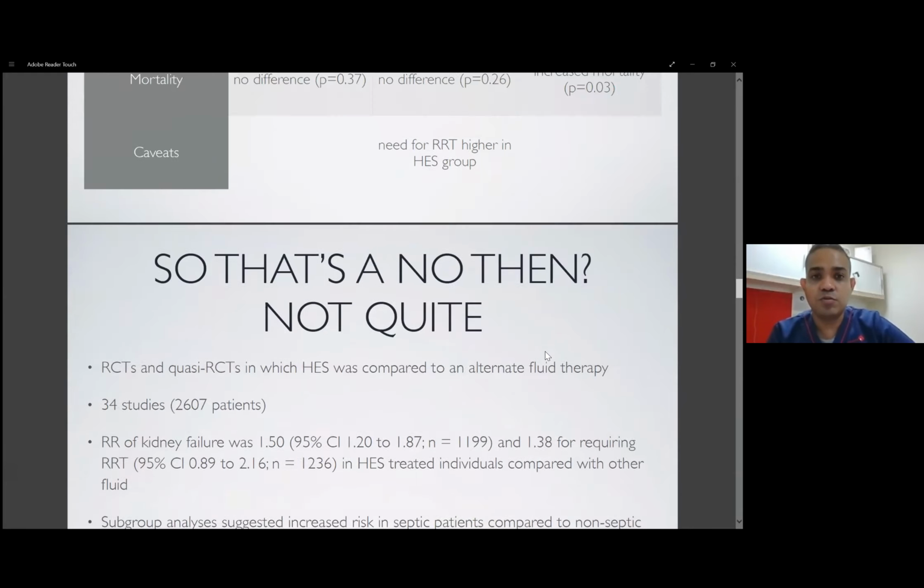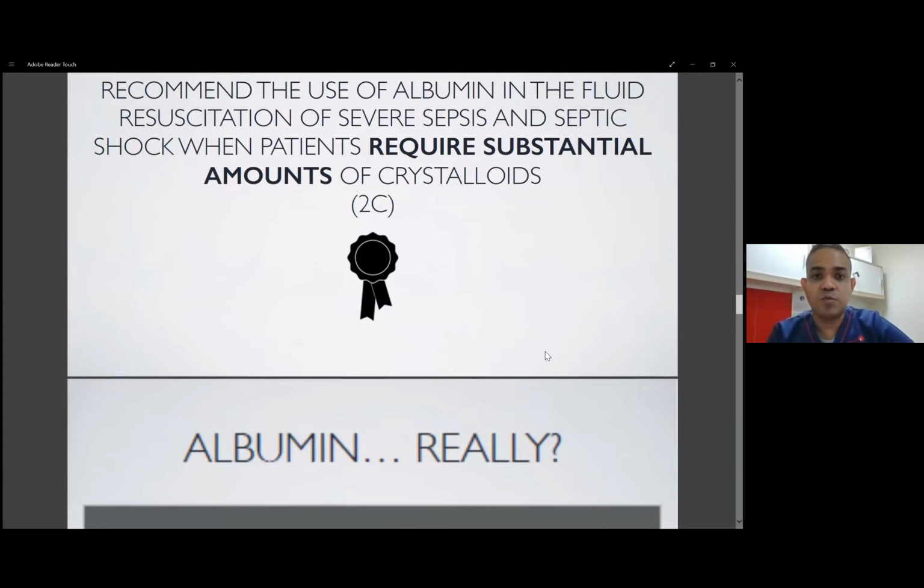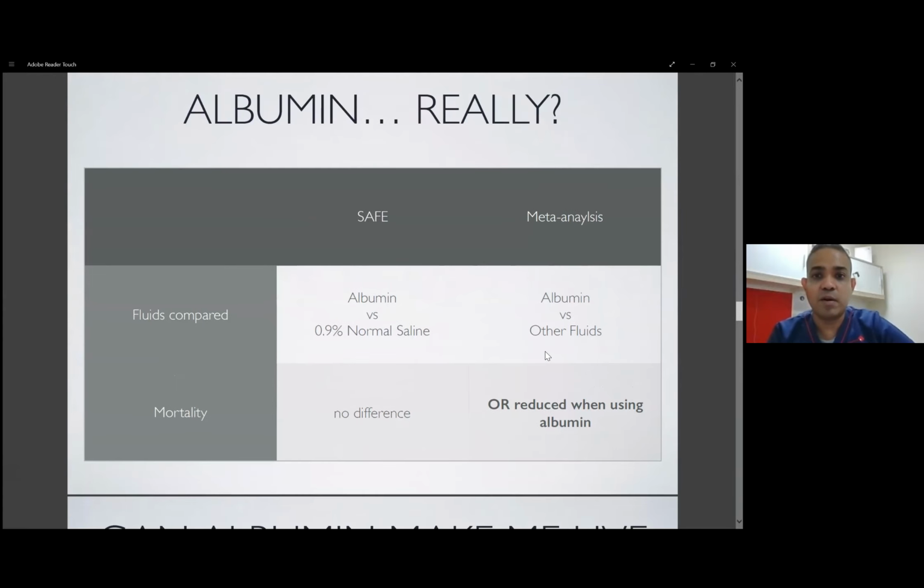With regards to albumin, I just wanted to quickly show you this so that you guys can go back and read about it.